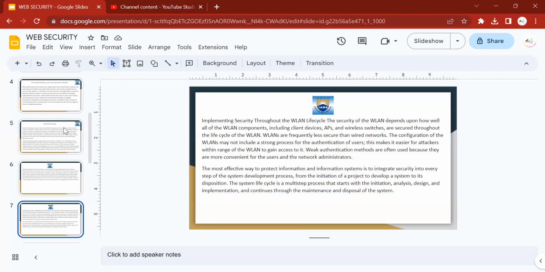Wireless local area networks are frequently less secure than wired networks. The configuration of the wireless local area network may not include a strong process for the authentication of users. This makes it easier for attackers within range of the wireless local area network to gain access to it.